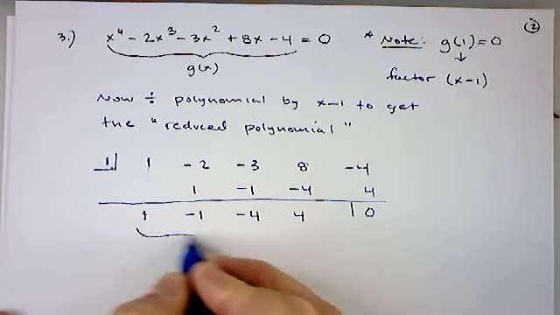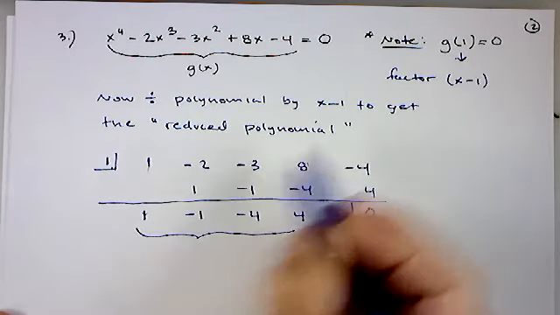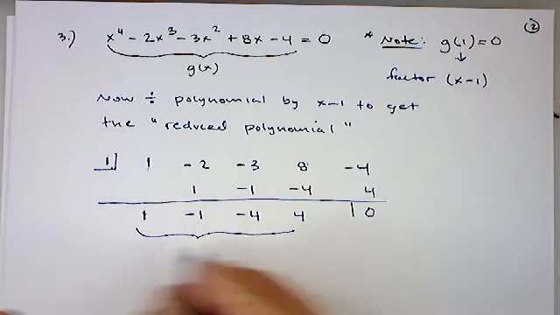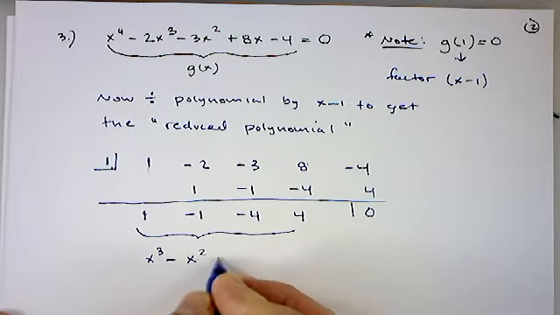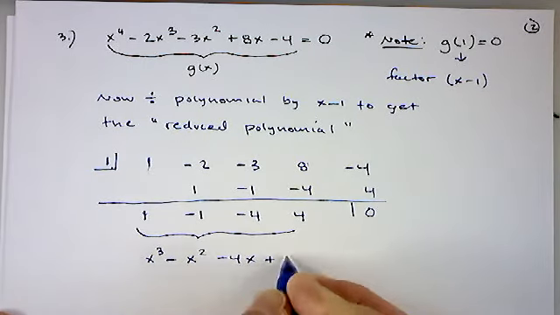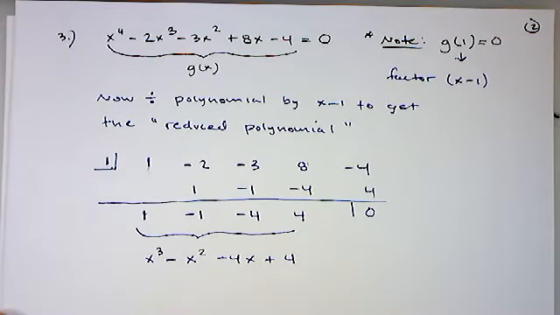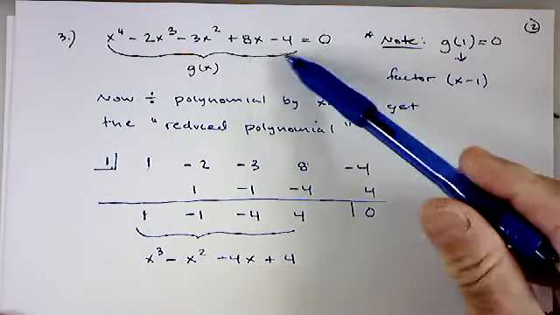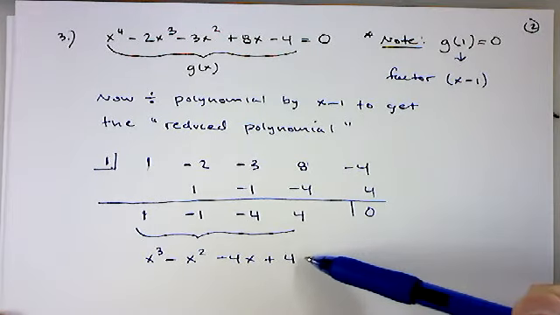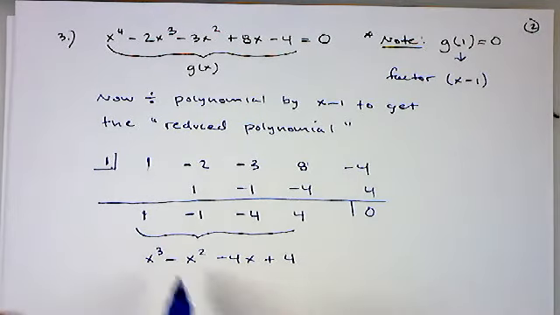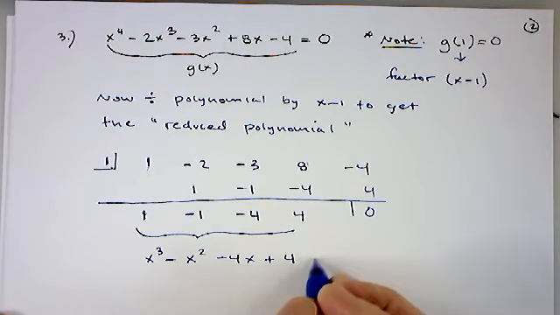So my reduced polynomial, what is also a factor of this, is now 1x cubed minus 1x squared minus 4x plus 4. So I could write this polynomial as x minus 1 times this, but I'm still going to have to try to find out where this is equal to 0. So we just treat it like a new problem. Let's see if we could figure out where this would equal 0.